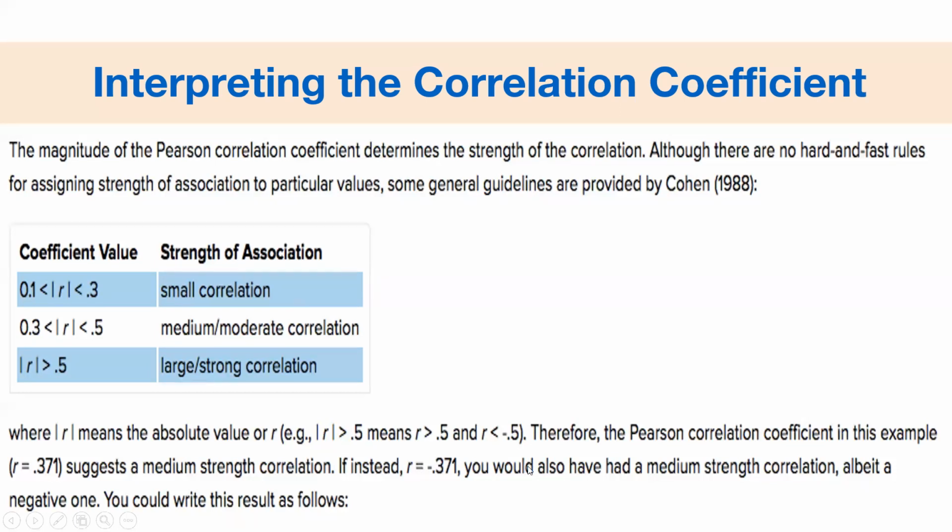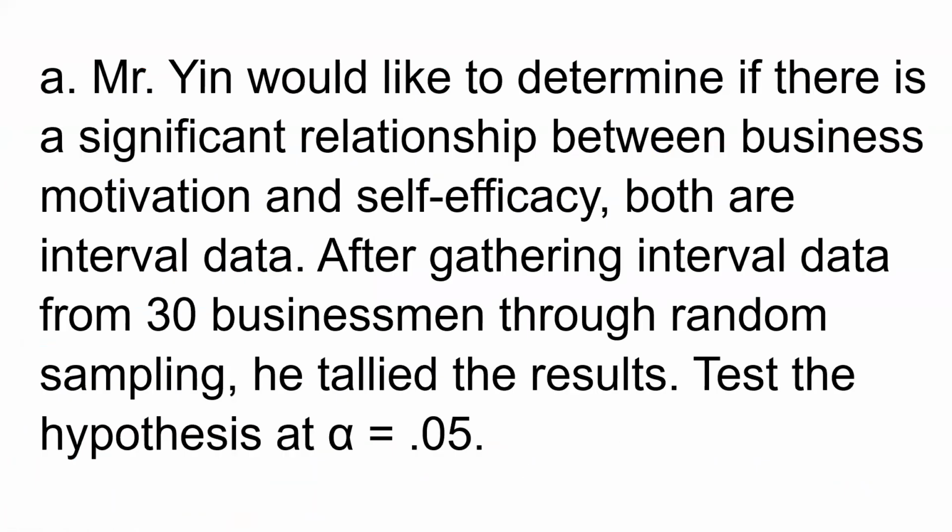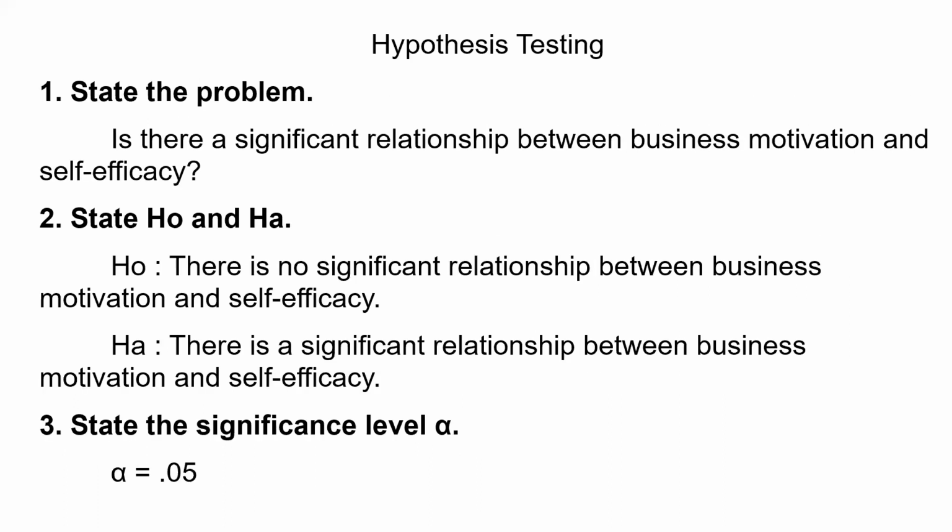Okay. So let's have an example. Mr. Yin would like to determine if there is a significant relationship between business motivation and self-efficacy, and both are interval data. After gathering interval data from 30 businessmen through random sampling, he tallied the results. Test the hypothesis at alpha equals 0.05. For this particular problem, the research question could be: is there a significant relationship between business motivation and self-efficacy?